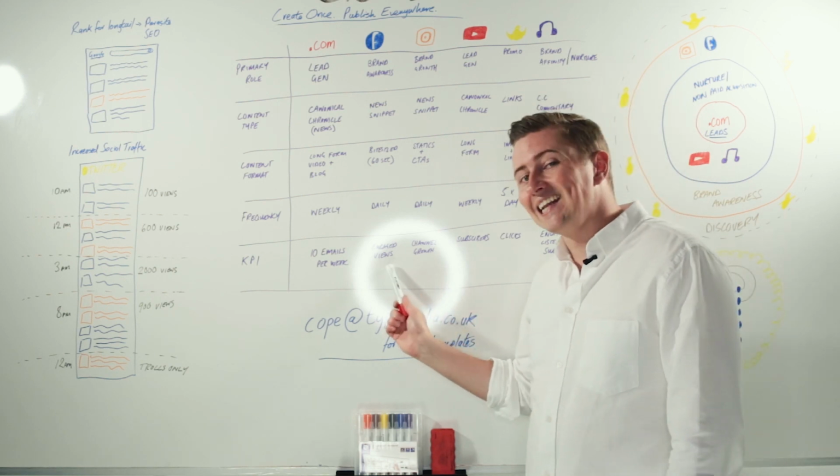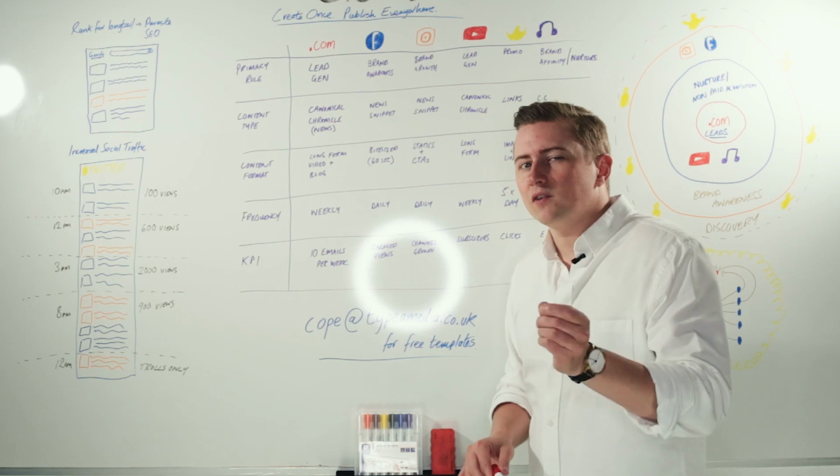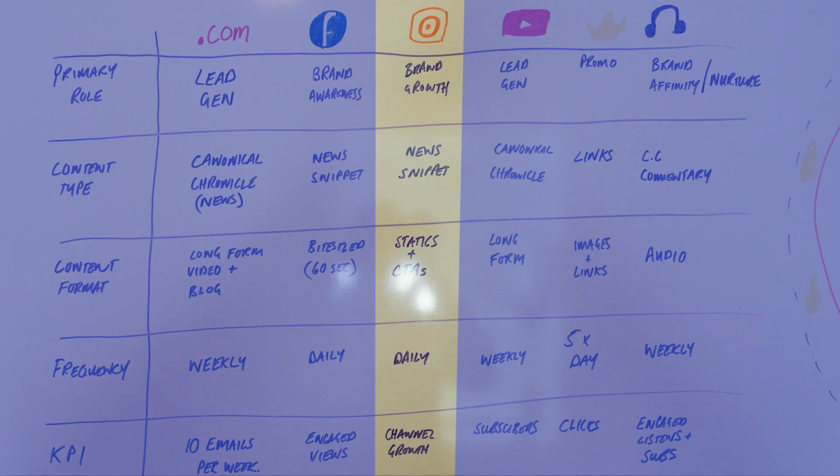What I care about? Engaged views. I don't actually care if they're clicking out. I just want you to watch and watch and watch. Then we go on to Instagram, the exact same thing, but there is still a little bit of organic to be had inside of Instagram. So I actually want brand growth. I want my Instagram page to be growing over time. What am I going to be doing there? I'm not actually going to use the content.